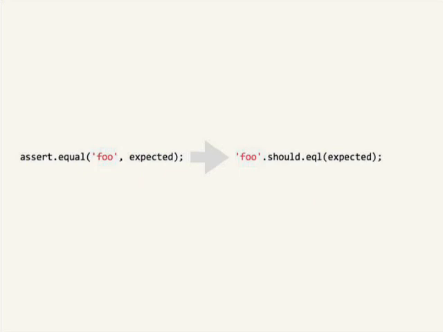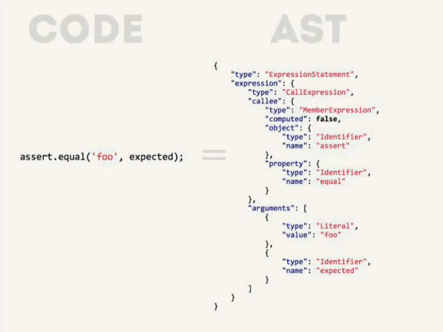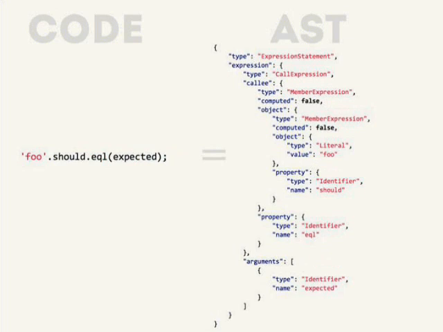So right here we've got on the left-hand side the assert code, and then the corresponding AST. If you look on the inside, you can see you've got a member expression which says assert equal, and then the arguments to this function are foo and the identifier expected, right? And what we want it to be is this target code, foo.should equals expected, and there's the AST on the right-hand side.